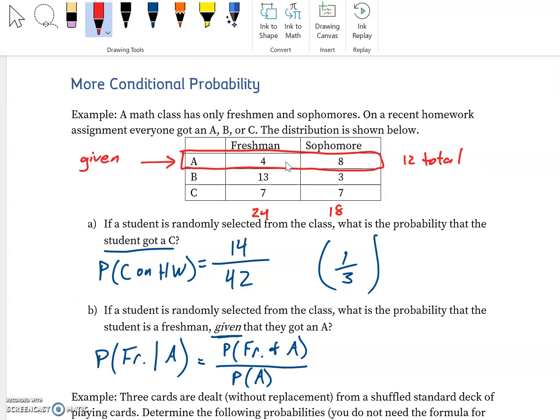Of those 12, right, 4 plus 8 is where we got the 12. So of those 12, how many of them were freshmen? Well, that would be 4 of them. So of the people who got A's, of those 12, 4 of them are freshmen, so our probability is just 4 out of 12. Again, this thing actually simplifies to 1/3 just by coincidence, right? These are totally different questions, but kind of same answer.